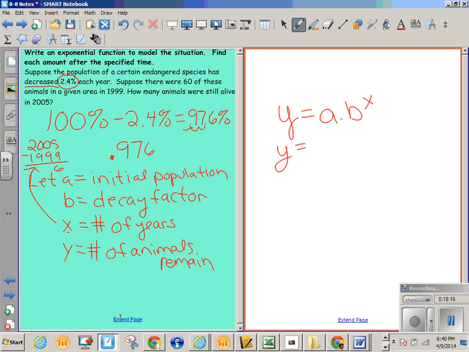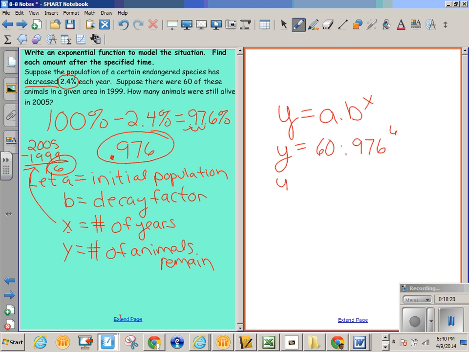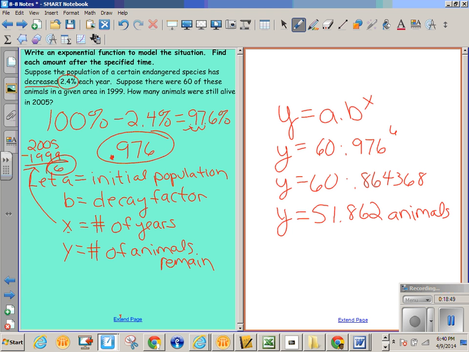All right, so we started off with 60, and our rate is 0.976. And then we already said that our years is going to be 6. So 0.976 raised to the 6th power is going to give you this nice nasty number. Aren't we glad we have a calculator for that? Multiply by 60. Our final answer should be 51.862 animals, but we can't have a weird number for animals, so we're going to round that up to 52 animals remain.